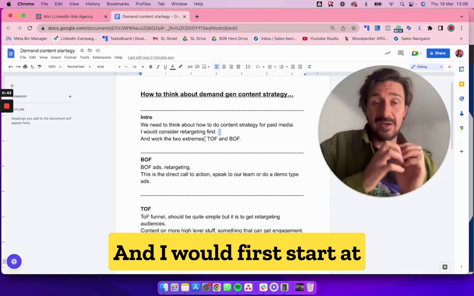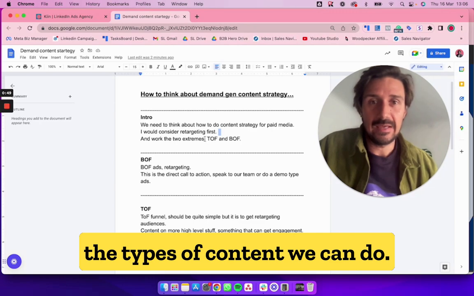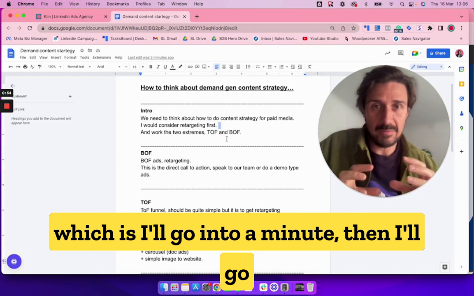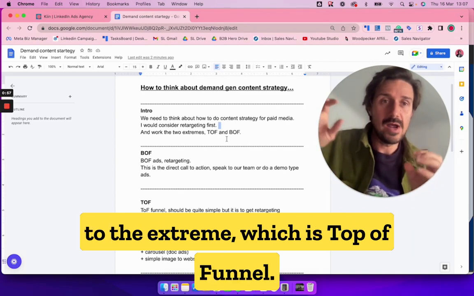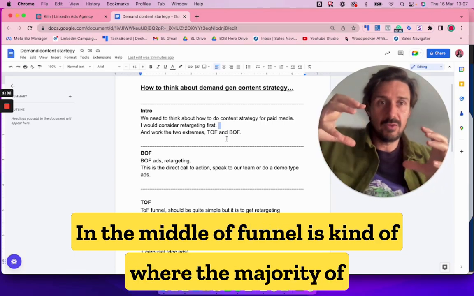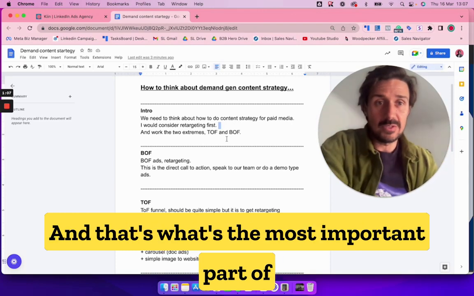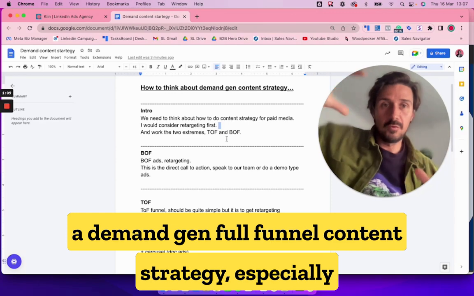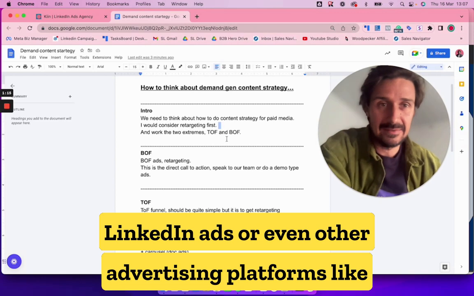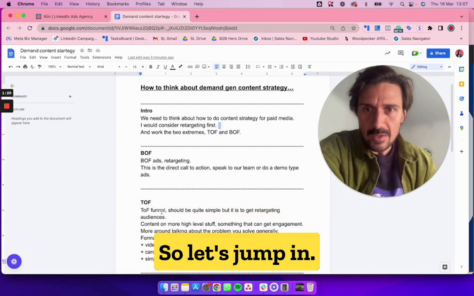I would first start at the bottom of funnel content. The bottom of funnel is really simple, the types of content we can do. I'll go into that in a minute, then I'll go to the extreme, which is top of funnel, and then I'll start tackling the middle of funnel. The middle of funnel is where the majority of the work should be done over a longer period of time. That's the most important part of a demand gen full funnel content strategy, especially with paid media and distributing this content with LinkedIn ads or even other advertising platforms like Facebook or Instagram, whatever it is. So let's jump in.